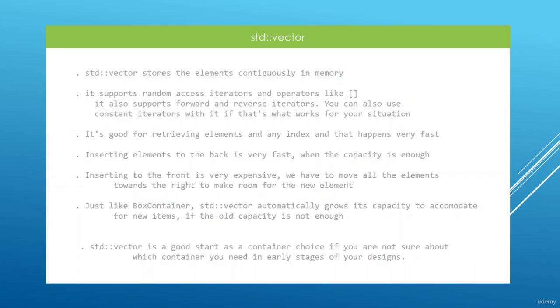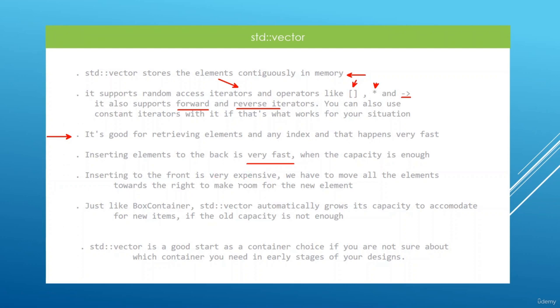Now, here are a few facts about std::vector. This is going to store elements contiguously in memory. It supports random access iterators. So we have access to the array index operator. We also can go either forward or backwards in our collection. This is good for retrieving elements using the array index operator, so you can specify the index and you're going to get the element right away. In other words, you can say, I want the element at index 5, you're going to get it right away. You can say, I want the element at index 15, you're going to get it right away, and this is really cool. We also have the flexibility of adding elements from the back, and that's going to happen very fast.